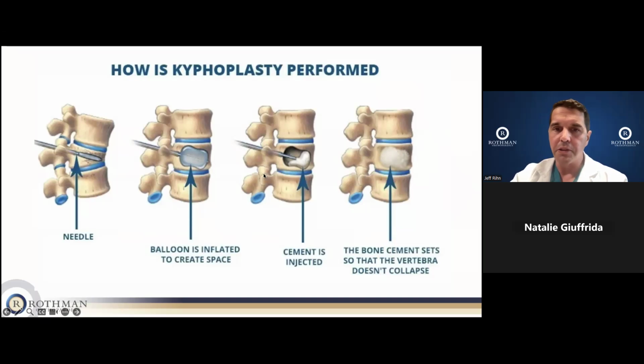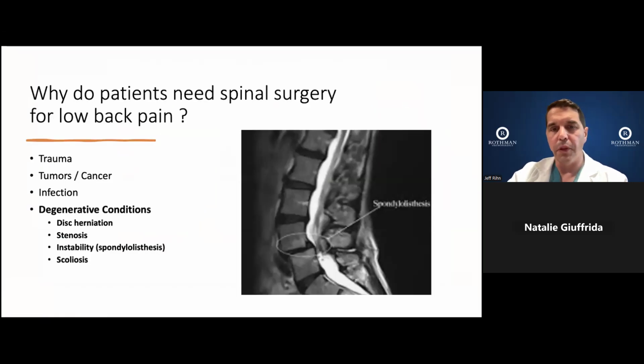So this is a pretty common procedure. Vertebroplasty is the same thing, but just without the balloon, so they just put cement in. Both have been shown to be pretty successful in patients who have trouble mobilizing with a compression fracture. So those are most of the non-surgical treatments that we use for back pain.